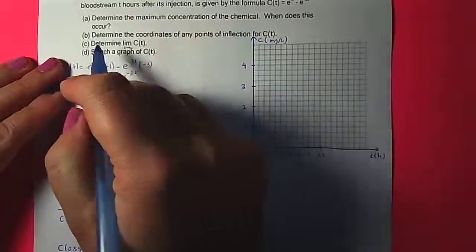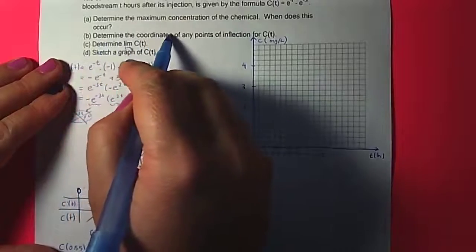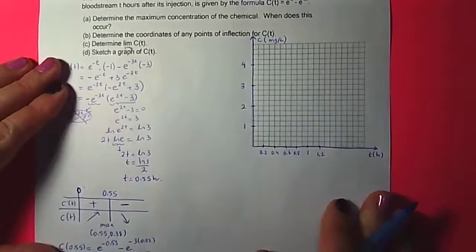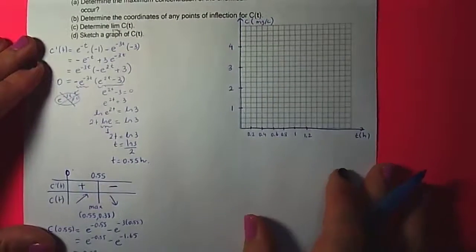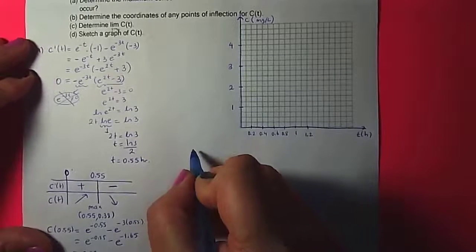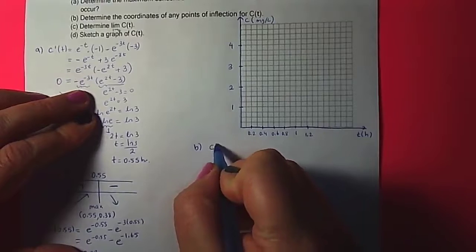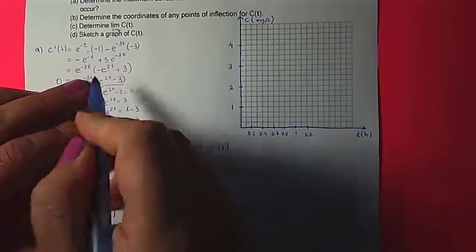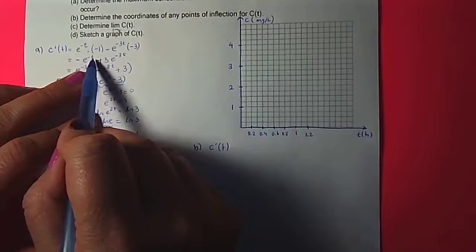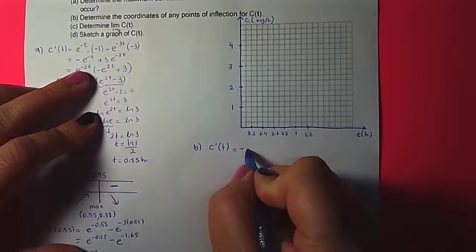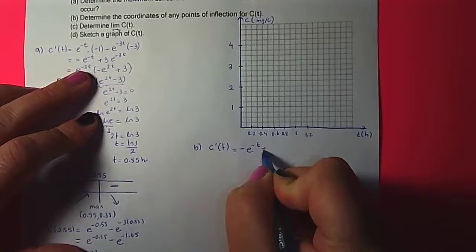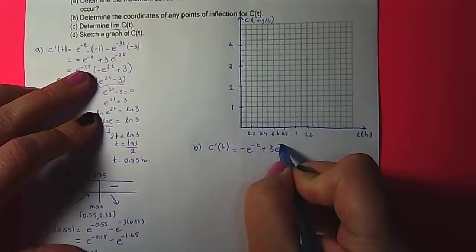So let's look at part B. Determine the coordinates of any points of inflection for C of t. So to get the points of inflection, we need to take the second derivative. So we know that the first derivative is, actually I'm going to use the non-factored form here. So negative e to the power of negative t plus 3 e to the power of negative 3t.